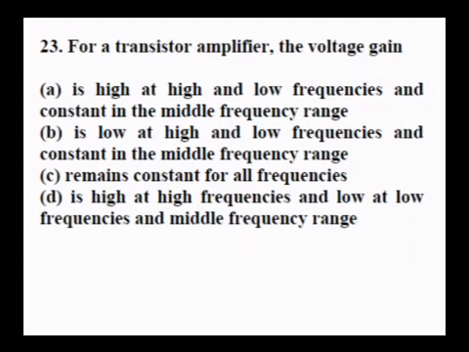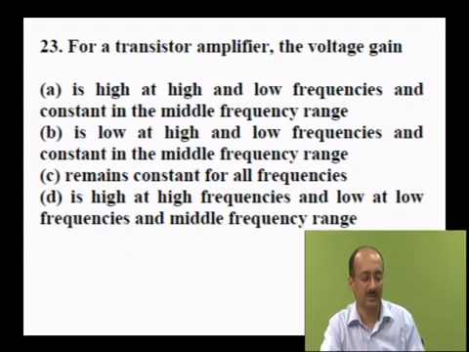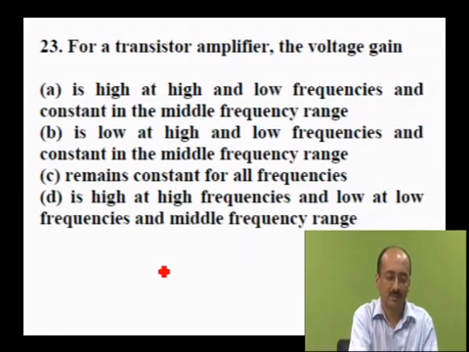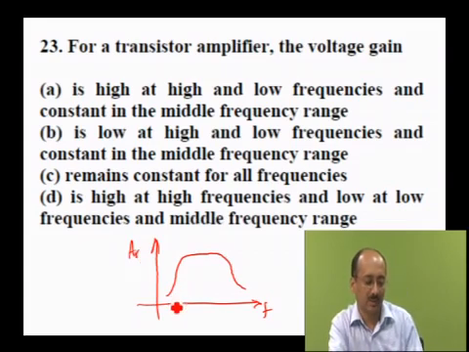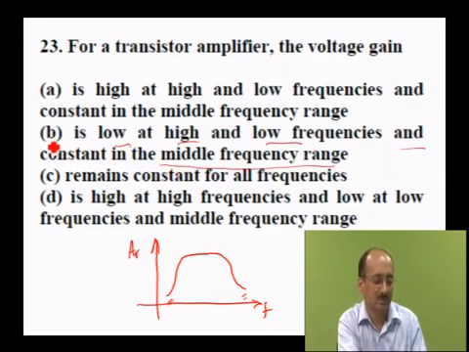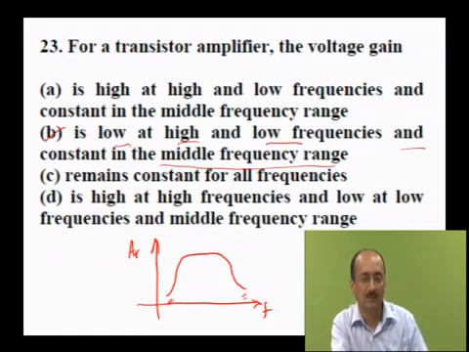And the next question: for a transistor amplifier, the voltage gain is high at high and low frequencies and constant in the middle frequency range, is low at high and low frequencies and constant in the middle frequency range, remains constant for all frequencies, or is high at high frequencies and low frequencies and middle frequency range. Basically, for a transistor amplifier in CE mode, you will get this kind of response for frequency versus voltage gain. So you can see in which choice you will have a low value at low frequency and high frequency: low at high and low frequencies and constant in the middle range. So choice B is correct for this particular case.